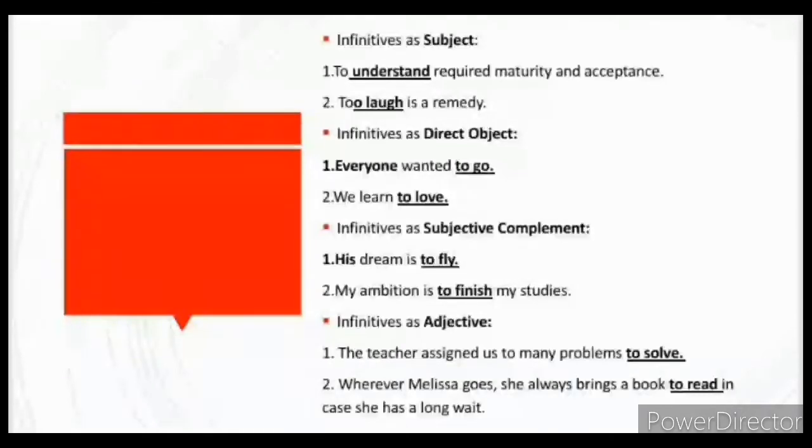Second is the infinitive as direct object. Everyone wanted to go. Second, we learn to love. As you can see in the underlined words, there is also the word to followed by a verb, which is go and love. Next is the infinitive as subjective complement.